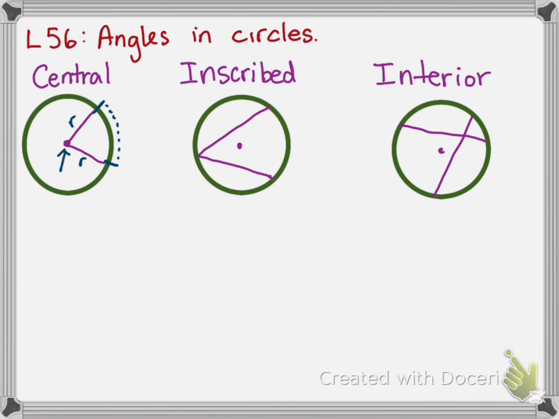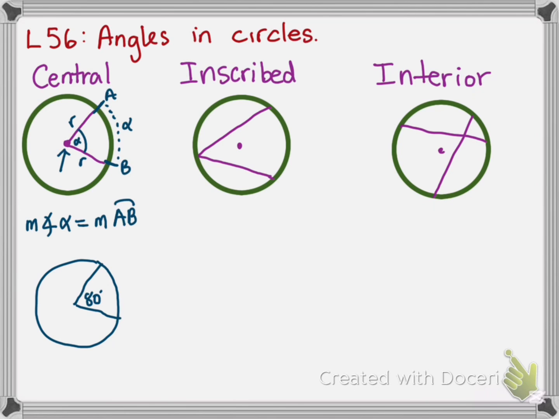Now, what we need to know about central angles is that the measurement of the angle here is the same as the measurement of the arc here. So if we want to write a formula, the measurement of the central angle is the same as the measurement of the arc AB. Let's look at an example. We know the vertex is here in the center, so it's a central angle. And it forms this arc here, so the measurement of that arc is also 80.